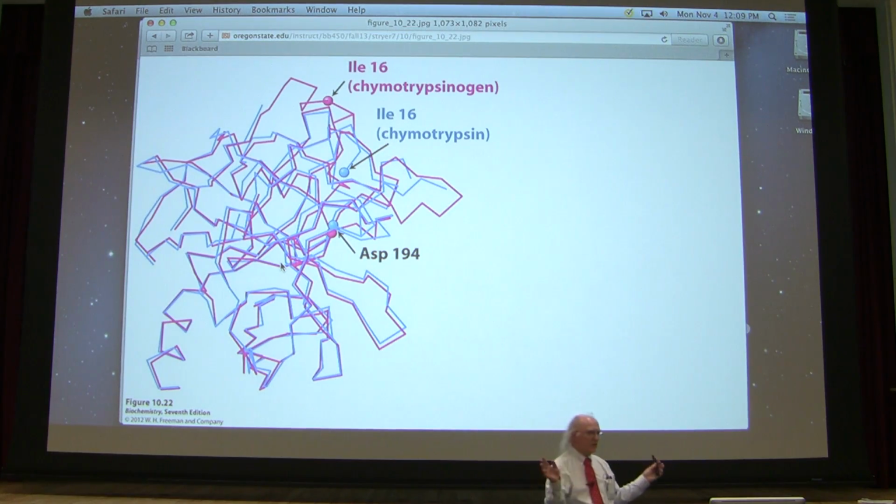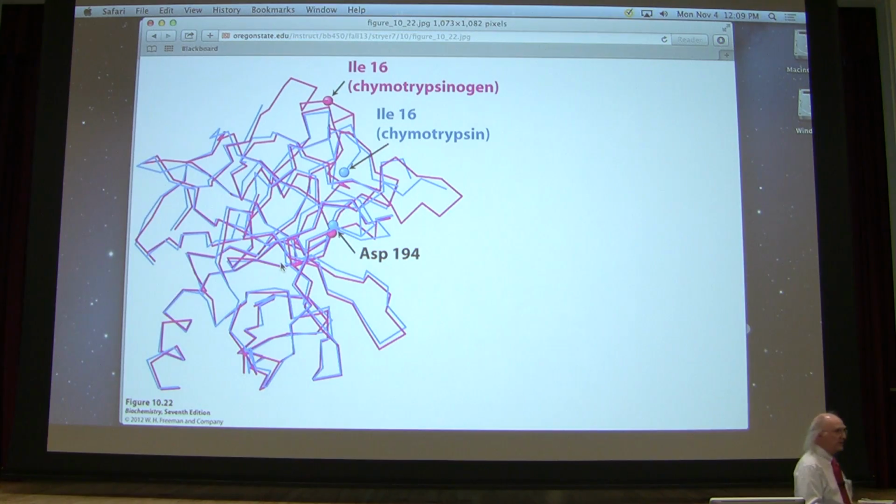And again, I don't care that you know the numbers. I'm just illustrating the principle and showing to you what the difference is between the enzyme in the one form and the enzyme in the other form.